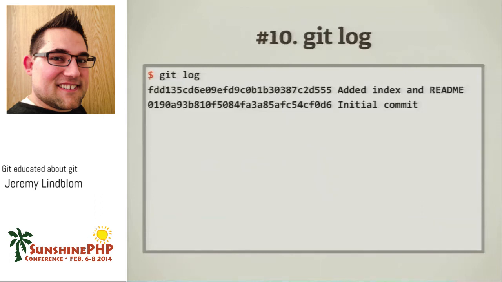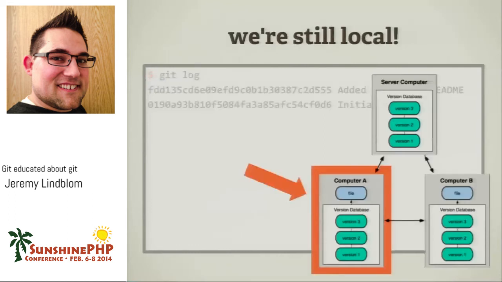Okay, so we were talking about Git log. There wasn't really much more to say about Git log. It just shows you what you did. So with those first 10 commands, everything that we did there was local to our machine. It was all in our local repository. We didn't do anything over the network or over the internet at all.